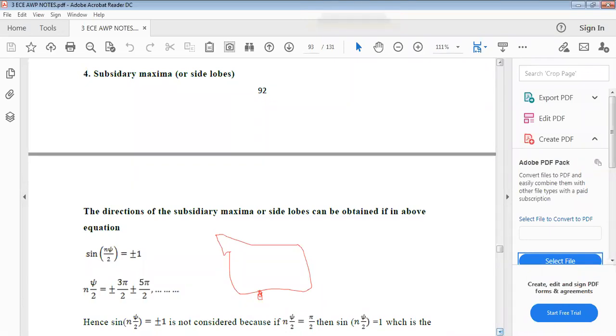What is the difference between major lobe and minor lobe? If that lobe contains significant amplitude, maximum amplitude, that is called the major lobe. If it contains significant amplitude but less than the major lobe, then it is called side lobes. If it is insignificant amplitude, that is called minor lobe. And if it is very insignificant and at the backside, that is called back lobe.